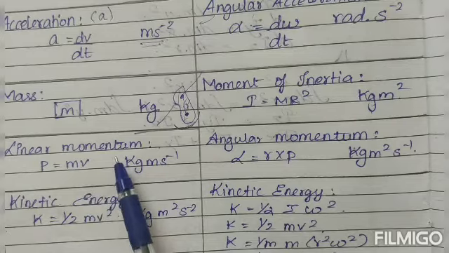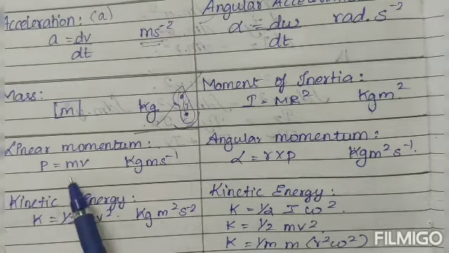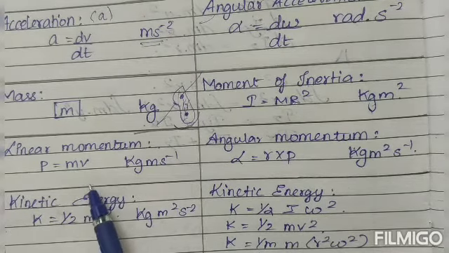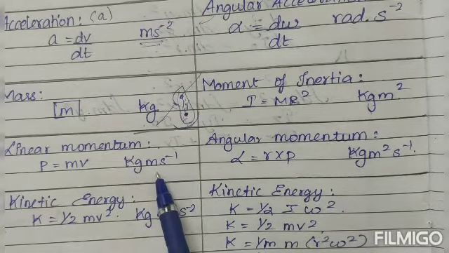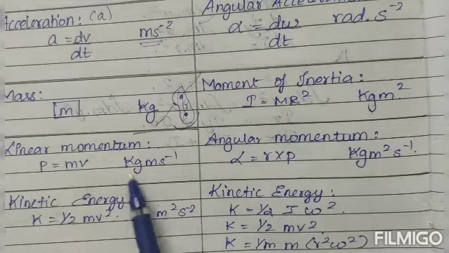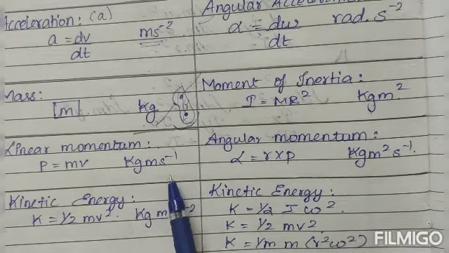Please listen, the linear momentum. Linear momentum P is equal to mass into velocity. Mass unit is kilogram, velocity is meter per second. So the linear momentum unit is kilogram meter per second.